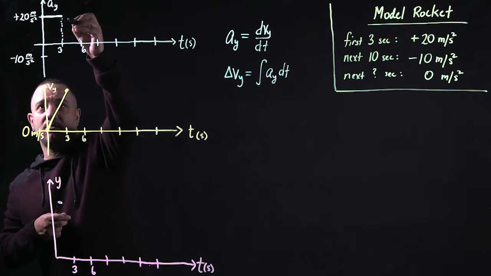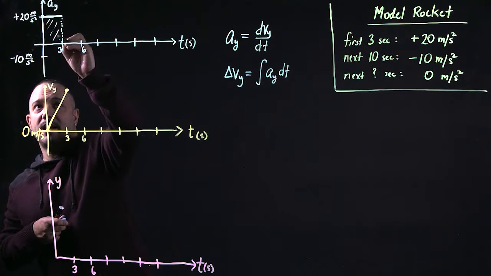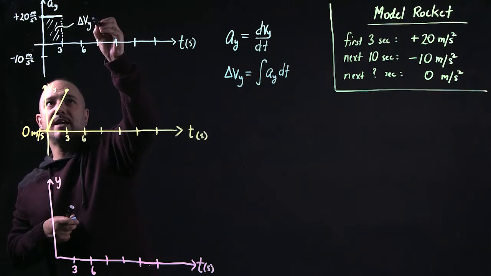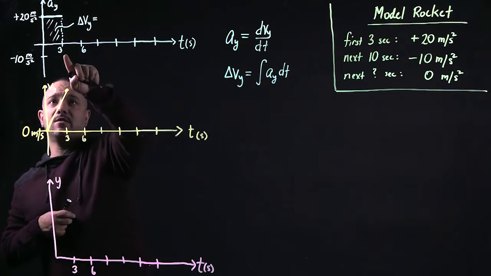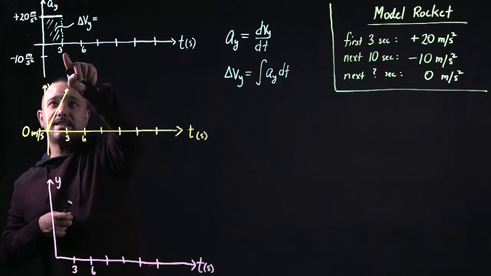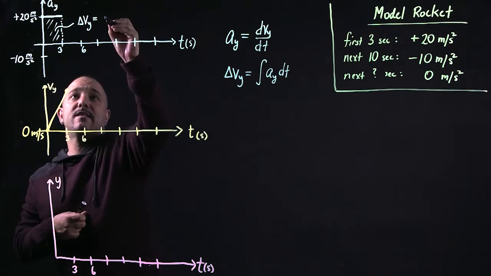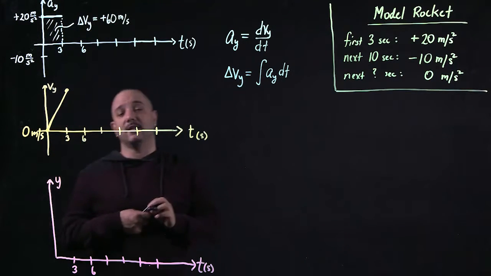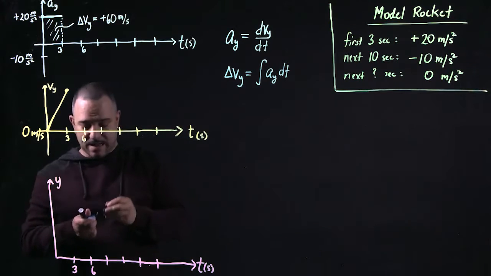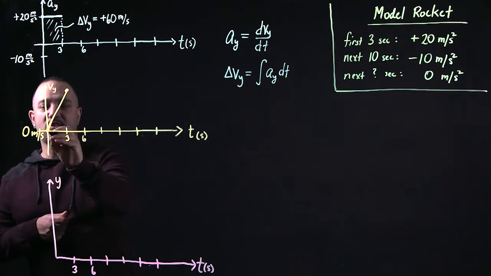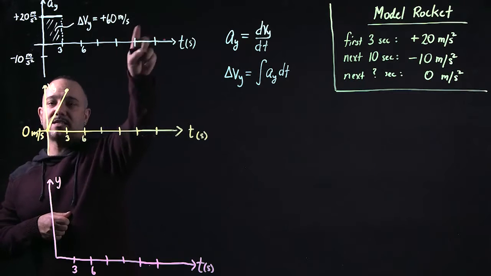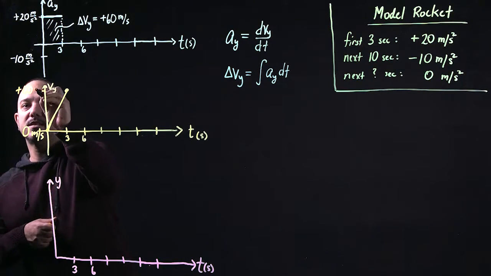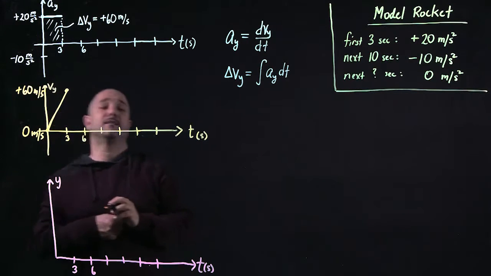So I come up to the acceleration graph and we compute the area under this curve. And so this is delta Vy, the area under the acceleration curve, 3 seconds times 20 meters per second squared. That gives us a change in velocity of 60 meters per second. Okay, so that means at 3 seconds, we start at 0, we have a change of plus 60, so that means we end up at plus 60 meters per second.